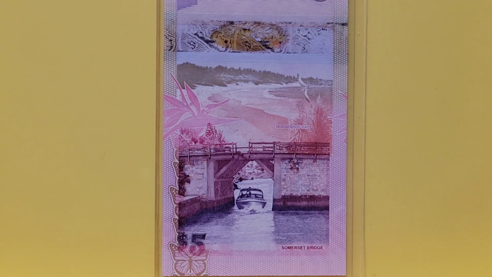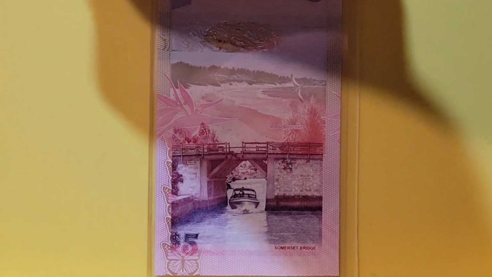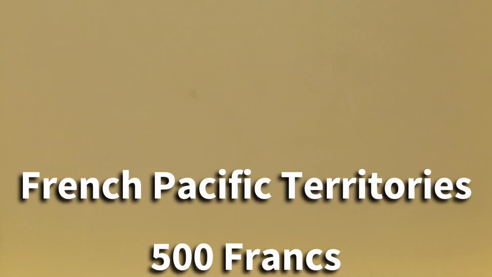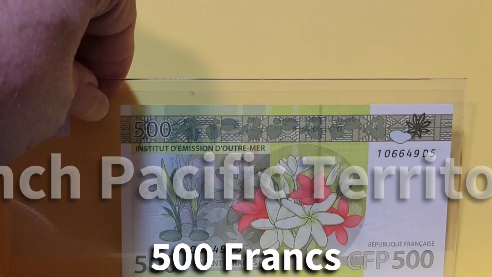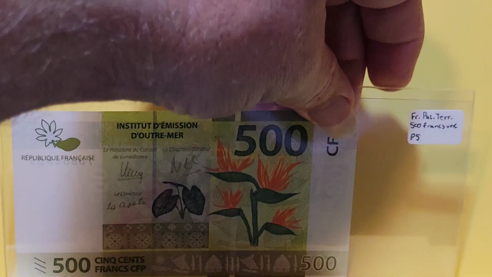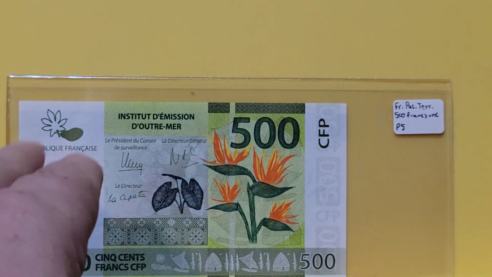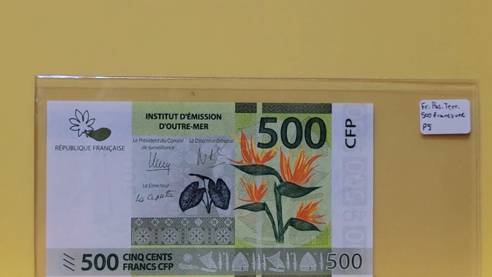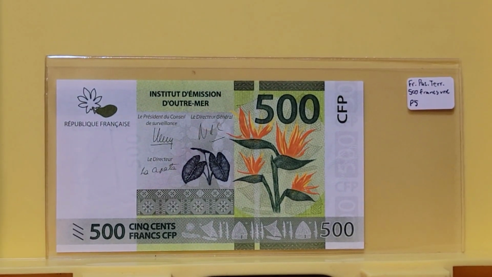Absolutely gorgeous. And if you want to see a better image of that bird of paradise flower, then you don't have to look any further than this lovely banknote from the French Pacific territories. Not this side, though. The splendid bird of paradise right there underneath the denomination. How about that, folks?